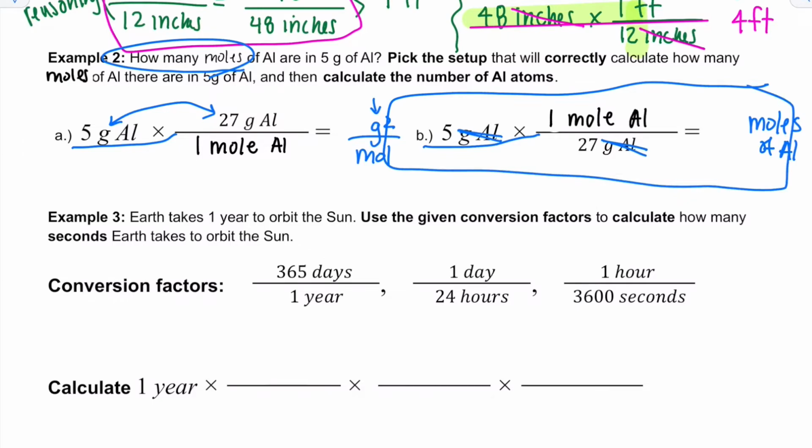And if you do the math, 5 times 1 divided by 27, you will get 0.19 moles of aluminum. It's important that you label with what it is, because in the future when we do more complex problems, knowing what it is becomes essential to setting up the dimensional analysis problem.